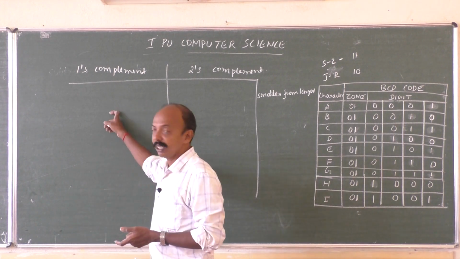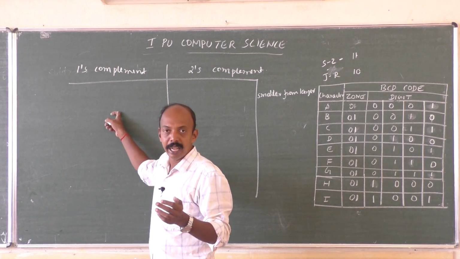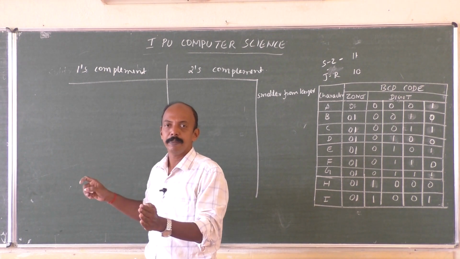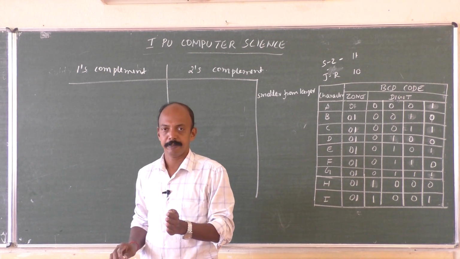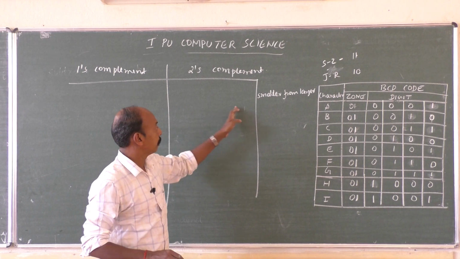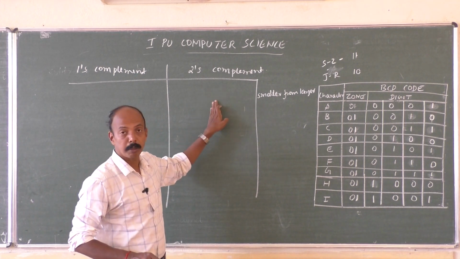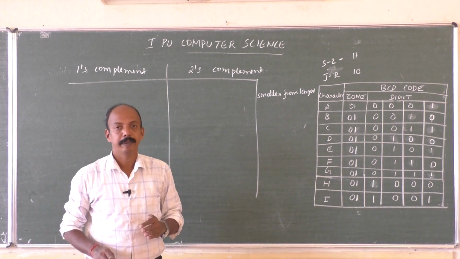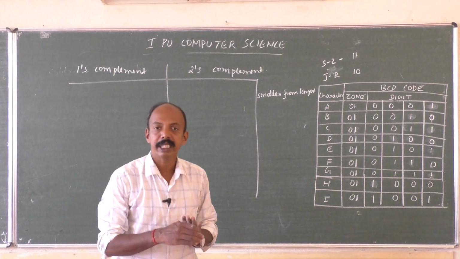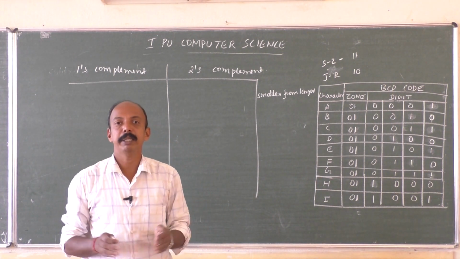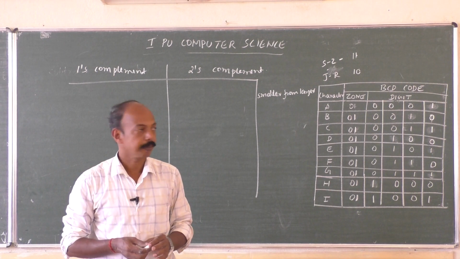In the first case, that is 1's complement, we will add 1 to the LSB, and that will be the answer. In case of subtracting a smaller number from the larger number using 2's complement, there also we will get end around carry, but we will just discard the end around carry. Remaining bits will give us the answer.